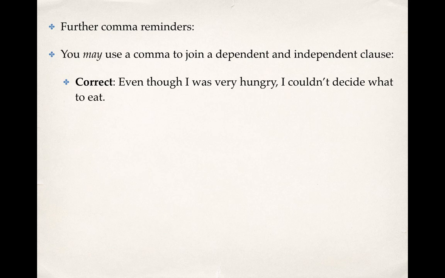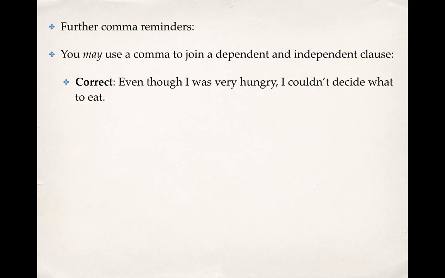And do you remember my rule? Never use a comma where you could use a period. Could I put a period after this word "hungry"? "Even though I was very hungry." Period. "I couldn't decide what to eat." Well, that wouldn't work, because then the first half of the sentence would become a fragment.